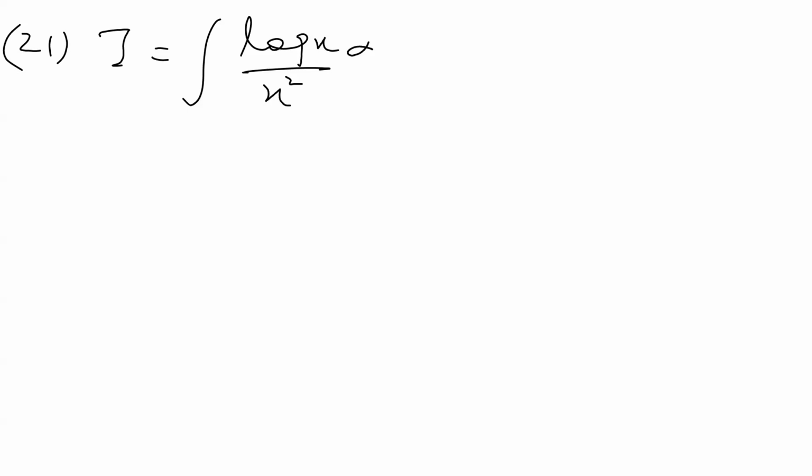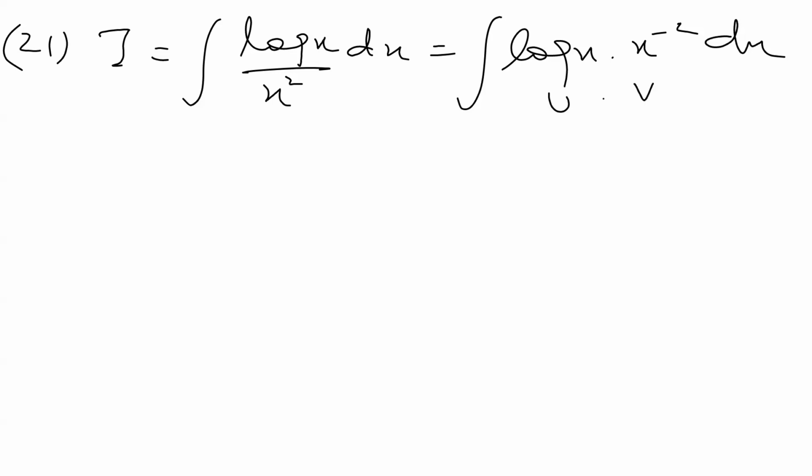We'll proceed further and let's go to question number 21. Integration of log x upon x square dx. So log x into x raised to minus 2 dx. This is u and this is v because it's logarithmic and algebraic. X raised to minus 2 is x raised to n. So it's algebraic, logarithmic and algebraic.